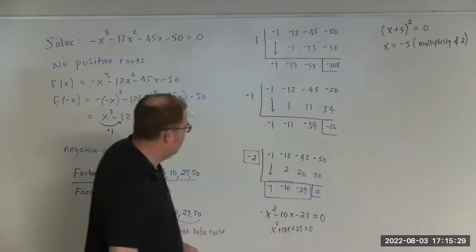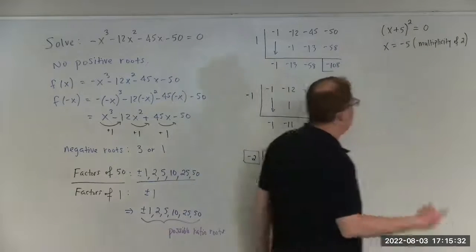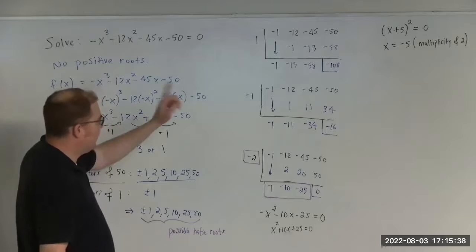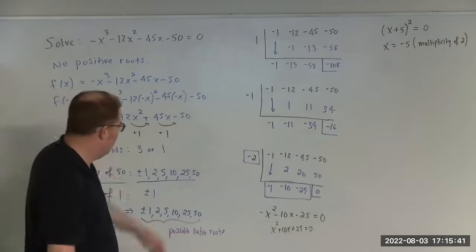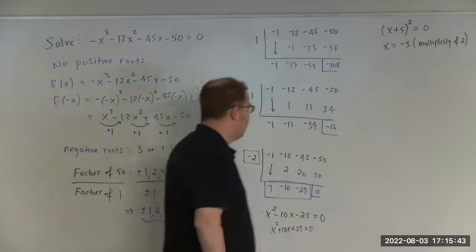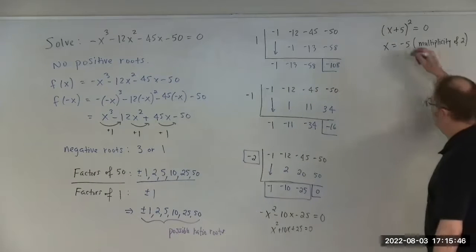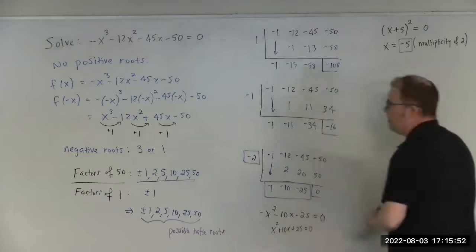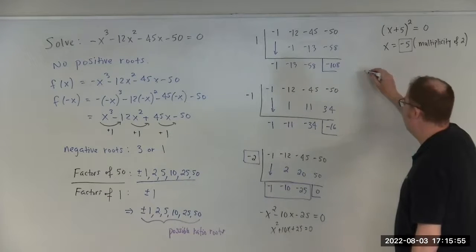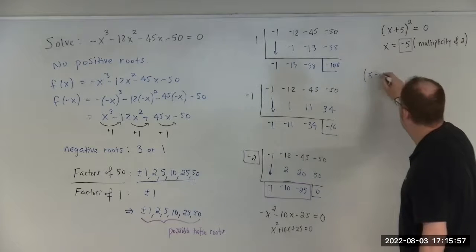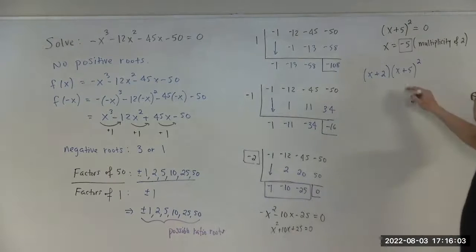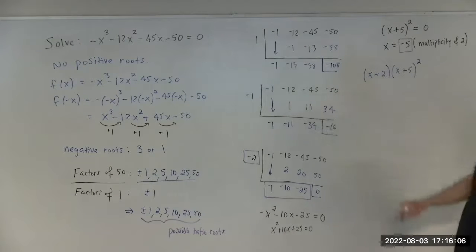Again, the multiplicity has to do with this exponent. That's sometimes referred to as a double root. So that counts as twice, and then we have one here. So we have a total of three. So this is our other root. So we end up getting the factorization for this polynomial, based on this: x plus 2 times x plus 5 squared. So that's the factorization for this polynomial. And not only that, we also have the zeros.